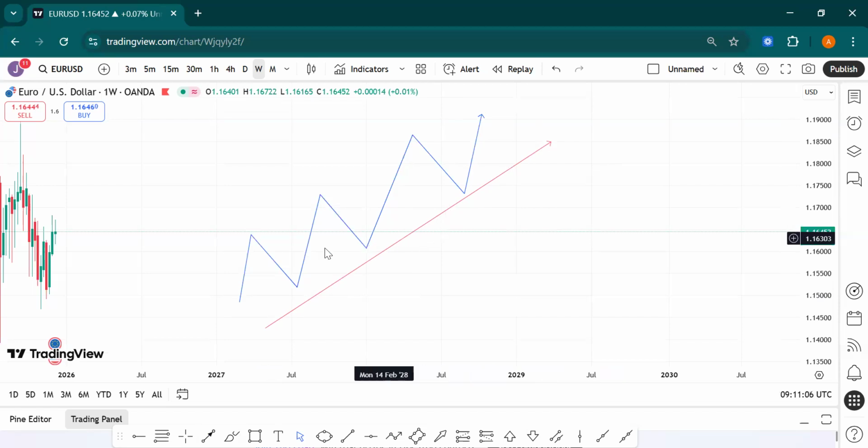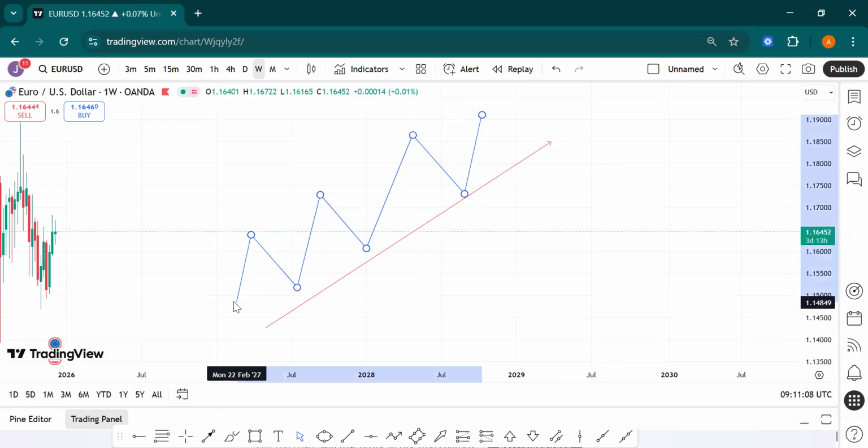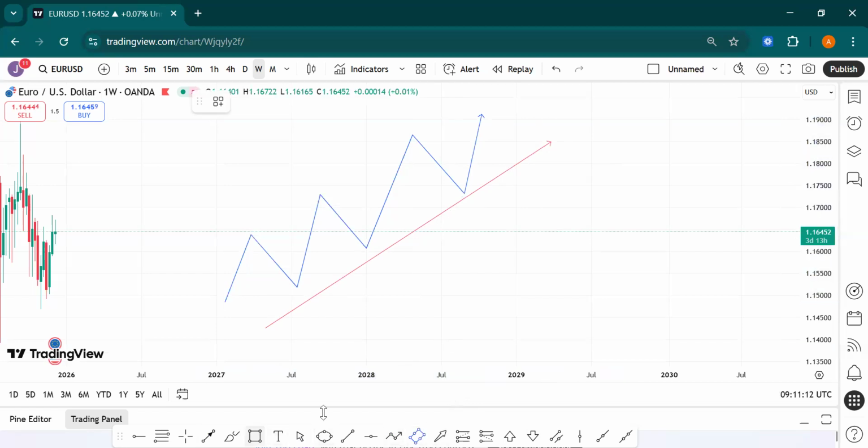So I always tell people that when you're looking at market structure for an uptrending market, the most important areas in an uptrending market are usually what? The higher lows. Why are they the most important areas? Because those are the areas where you can buy and get a good price.